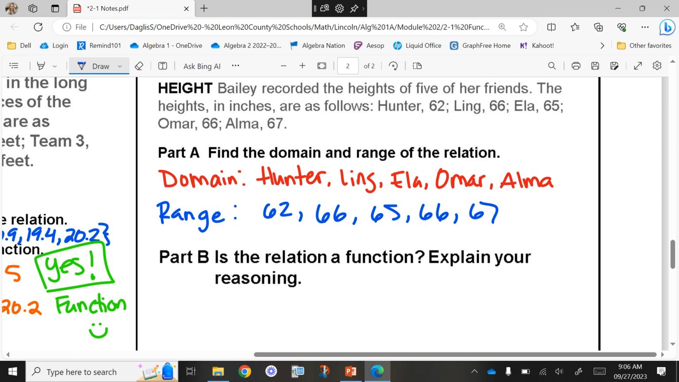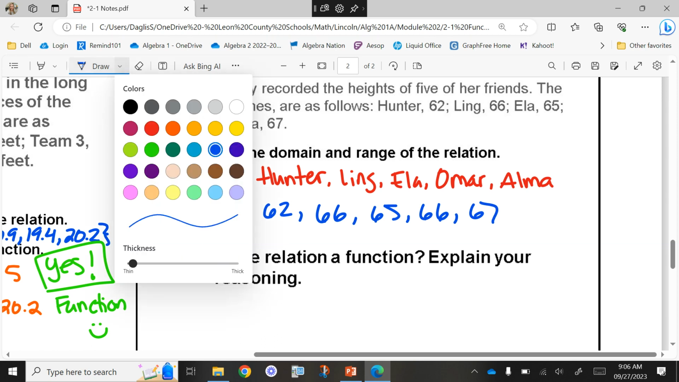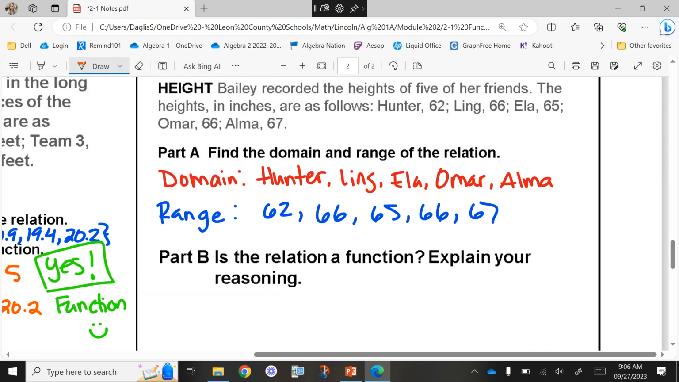Is this relation a function? What do we think? Yes or no? What should we focus on? Focus on your domain. Did anything repeat in my domain? No, this one was tricky though, because what happened in the heights? I had 2 people the same height, right? 66 repeated, but that's okay.